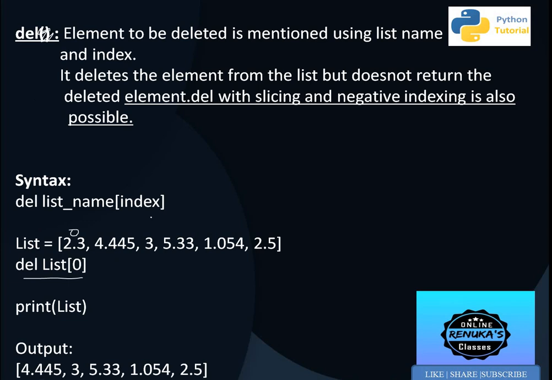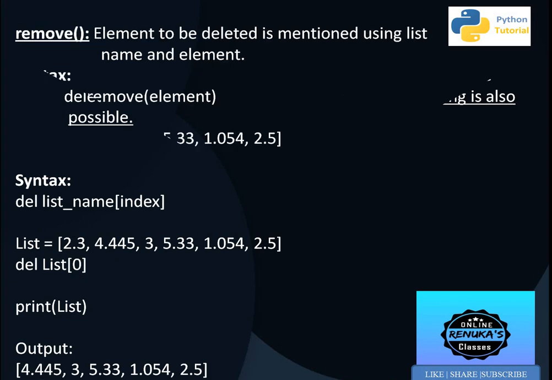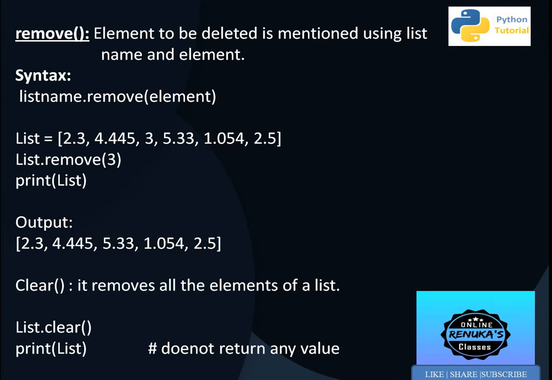Now what is the difference between del and pop or remove? First we'll discuss remove, then we'll make clear the difference between all these three. So remove is what? Remove element to be deleted is mentioned using the list. Here you don't need any index number. In fact, you have to mention the element you want to delete.